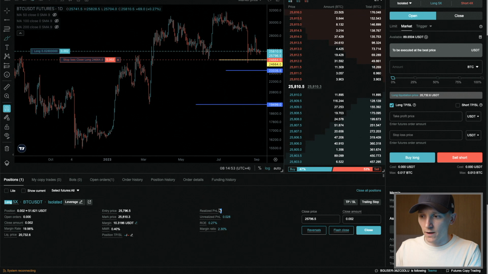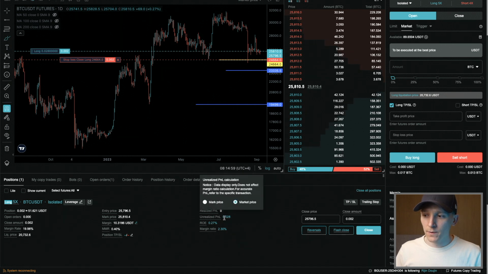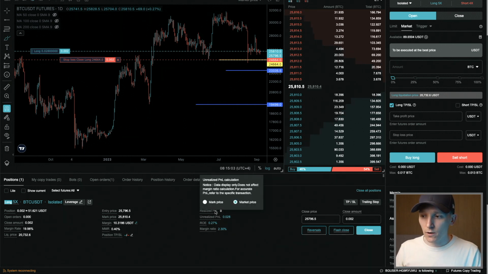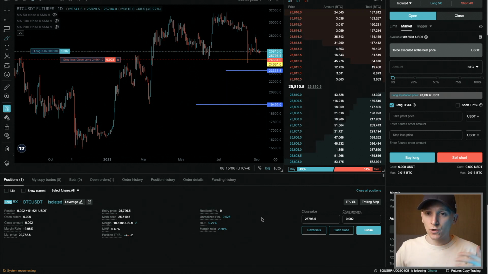And then you can see realized P&L, which is 0, and unrealized P&L, which is a little bit of profit right here. What's the difference? Unrealized P&L is the profit that you have in this position right now. Realized P&L is when you actually start reducing the position size and taking profits out. So you can see that I'm making a tiny profit right now.